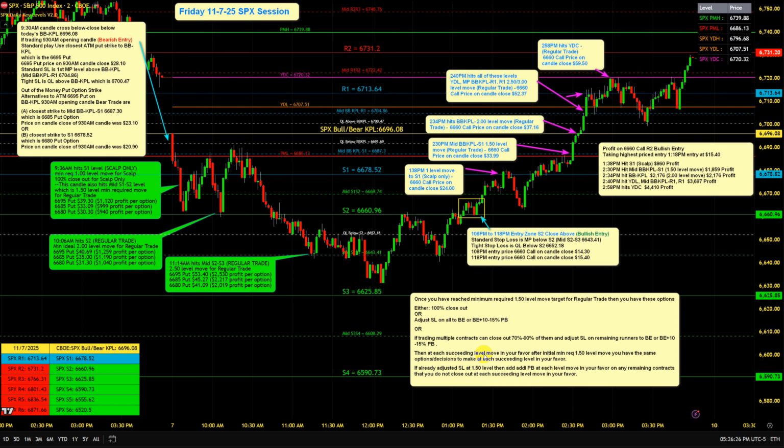Then at each succeeding level move in your favor, after the initial minimum required 1.5 level move, you have the same options and decisions to make at each succeeding level in your favor that price reaches. If you already adjusted the stop loss at the minimum 1.50 level move in your favor, then add additional profit buffer at each level move in your favor on any remaining contracts that you do not close out at each succeeding level move in your favor.